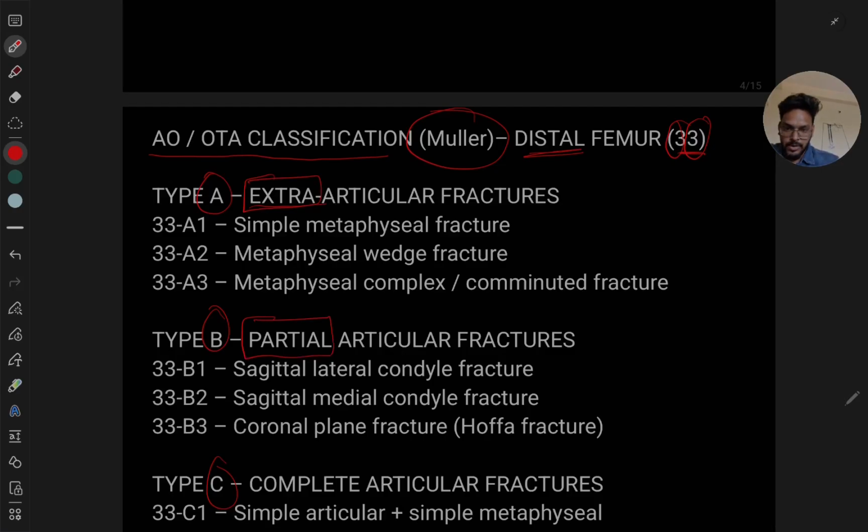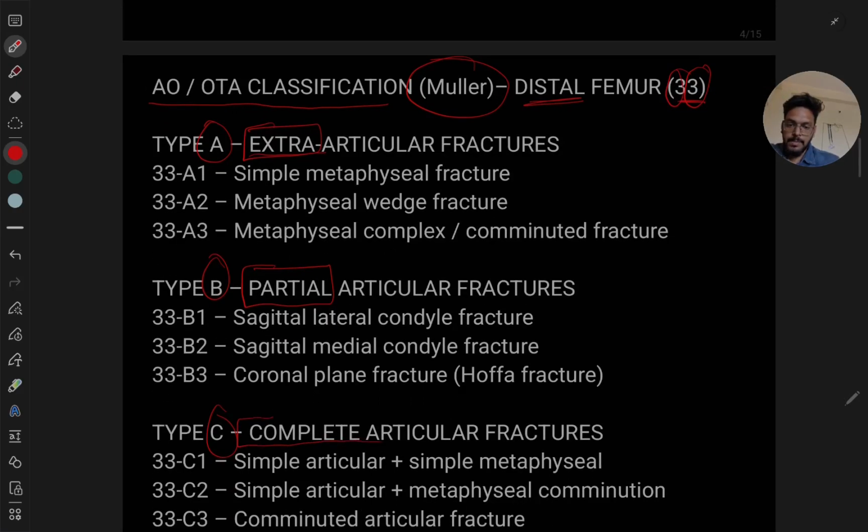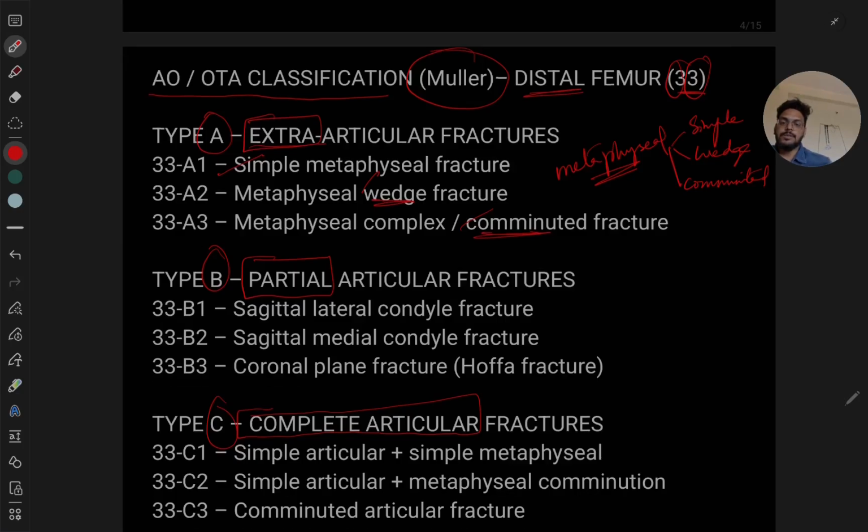Next is partial articular fractures. C is for complete articular fractures. Okay, simply: extra-articular, partial articular and complete articular fractures. So A, extra-articular, means it's the metaphyseal fractures. In metaphyseal, again it can be simple, wedge or comminuted metaphyseal. A1 is simple, A2 is wedge, A3 is comminuted metaphyseal fracture.